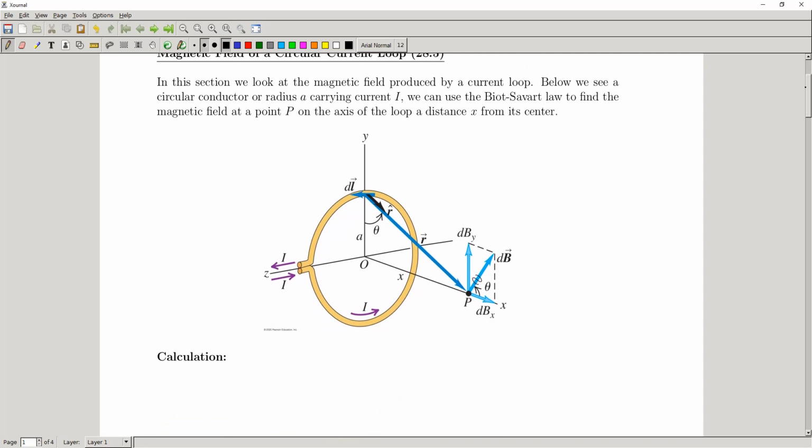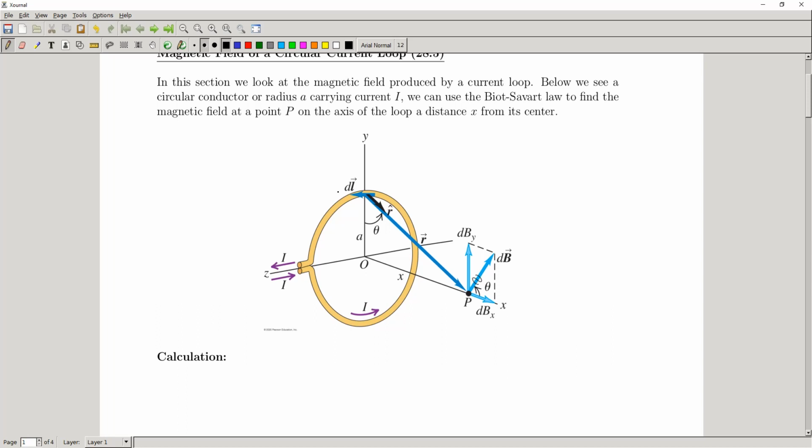So in this section, we're going to be looking at the magnetic field produced by this circular loop that we can kind of see here. It has a radius of A, okay? It's carrying current I. We can see the direction of the current going around it counterclockwise. And to get the magnetic field of this thing, we can apply the Biot-Savart law.